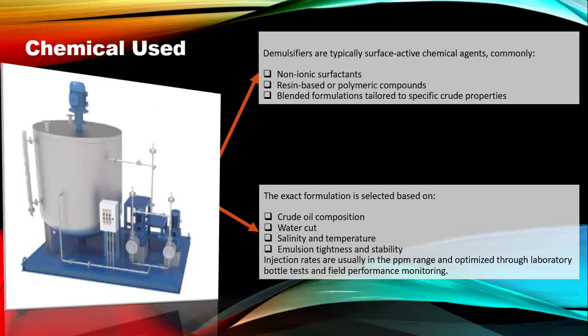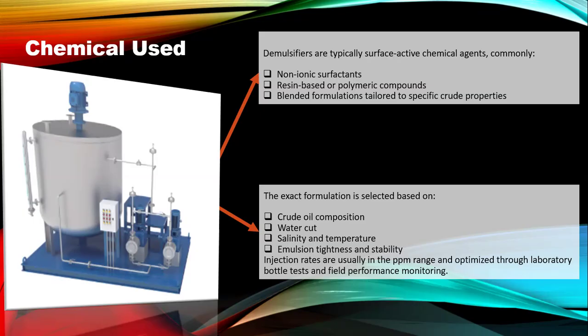So for the demulsifiers, typically we have the non-ionic surfactants, we have the resin-based or polymeric compounds, and we have blended formulations tailored to specific crude properties. The exact formulation is selected based on your crude oil composition, your water cuts, the salinity and temperature, and the emulsion tightness and stability. So a lot of practicals and analysis still have to be carried out to understand these properties so that we can select the right demulsifier.